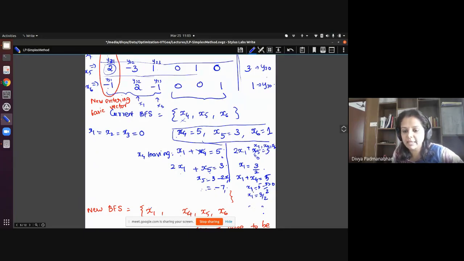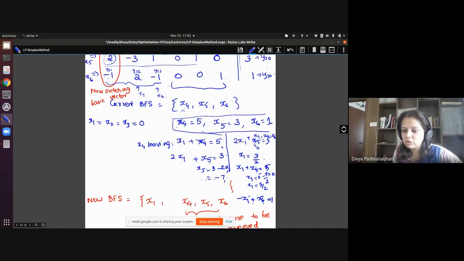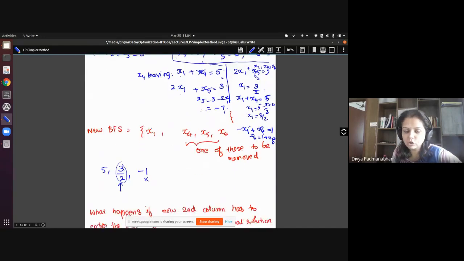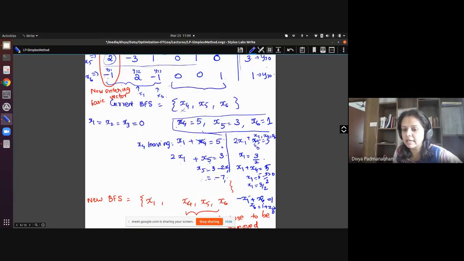Now x6, if you take, you are going to get this row. So you would get minus x1 plus x6 is going to be 1. It's as if all these are going to take zero value. So x2 is 0, x3 is 0, x4 is 0 because it's leaving, and x5's weight doesn't play a role in this last equation. So now x6 is 1 plus x1, and x1 was 3 by 2, so this is also going to be greater than or equal to 0. So that's why this ratio plays a role, because this ratio serves as the value which will get subtracted out from the others.